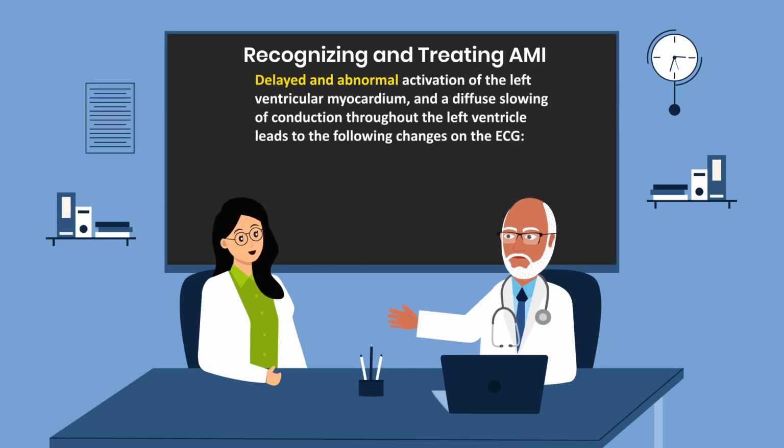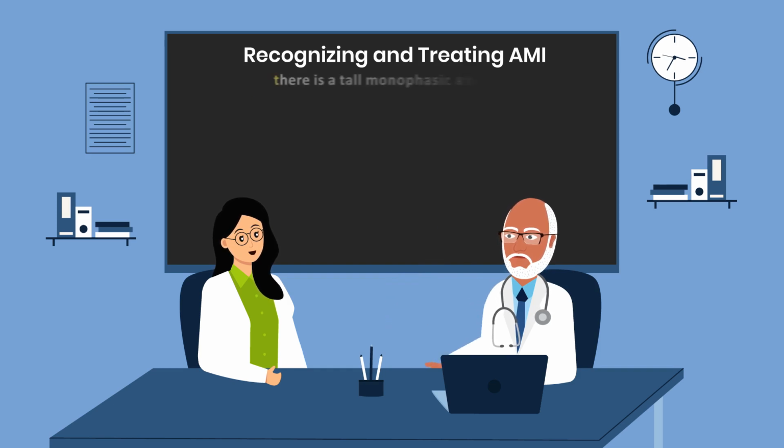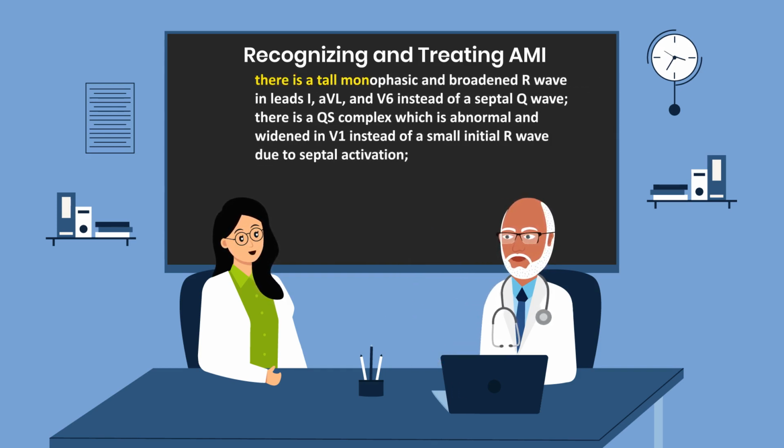Delayed and abnormal activation of the left ventricular myocardium and the diffuse slowing of conduction throughout the left ventricle lead to the following changes on the ECG. There is a tall, monophasic, and broadened R wave in leads 1, AVL, and V6 instead of a septal Q wave.